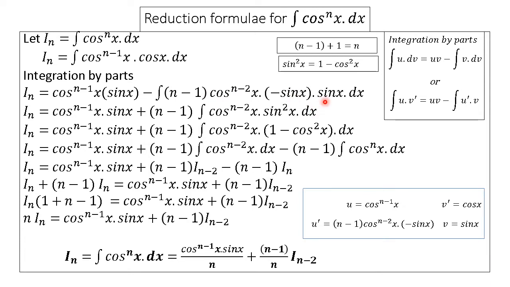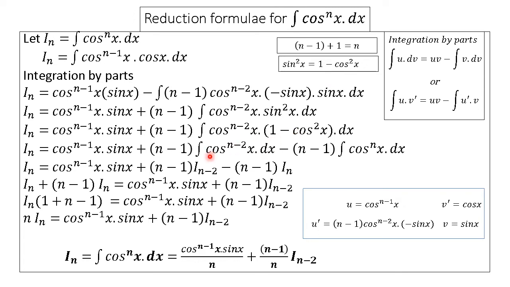Okay, in the next step, this one as it is. Here minus is there, here minus is there, and here minus is there. Minus into minus is plus. Here n minus 1 is constant, take it outside the integration symbol. Remaining is cos to the power n minus 2 x, and here sin x into sin x, which is sin square x. In the next step, here sin square x is there. We can write sin square x as 1 minus cos square x.